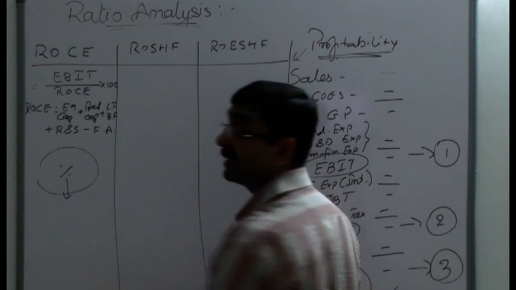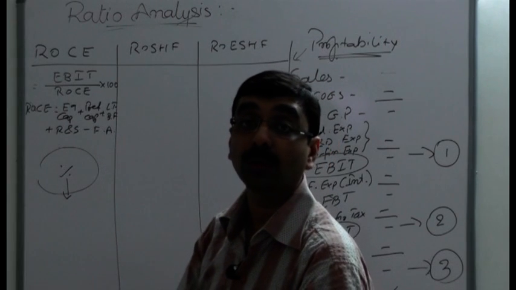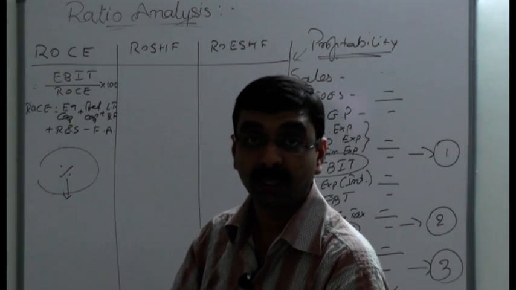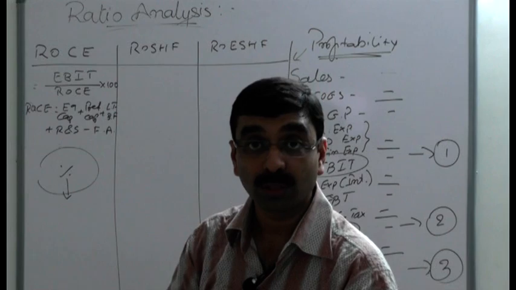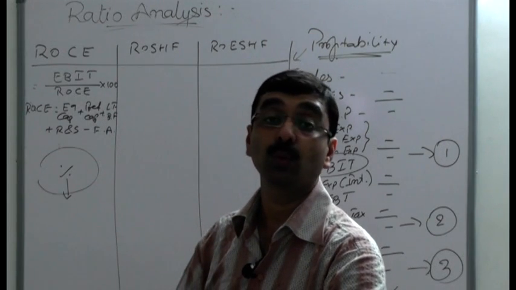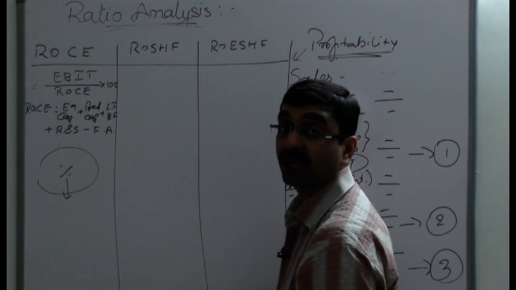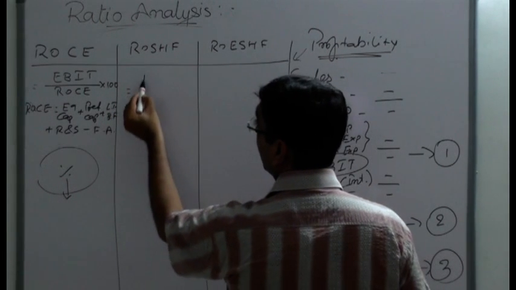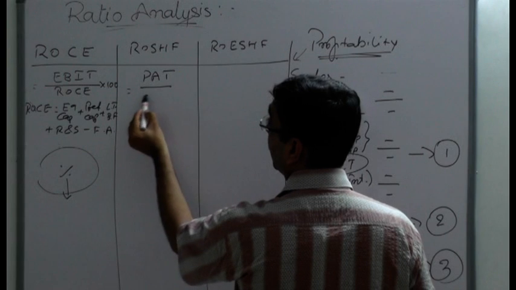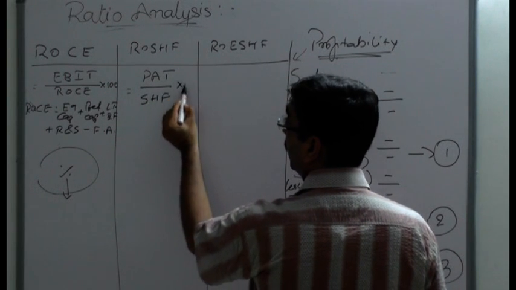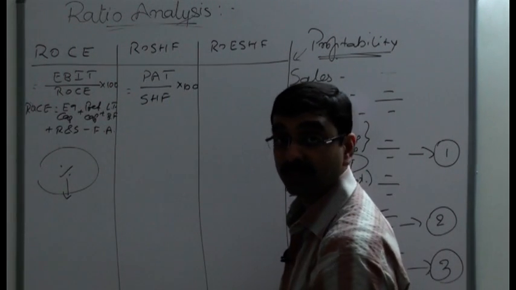This percentage represents the amount of return on your total investments, whether it is the owner's investments or investments through borrowed funds. Now coming to the next, return on shareholders fund. The formula is profit after tax divided by shareholders fund into 100. Again, this is also found in percentage.